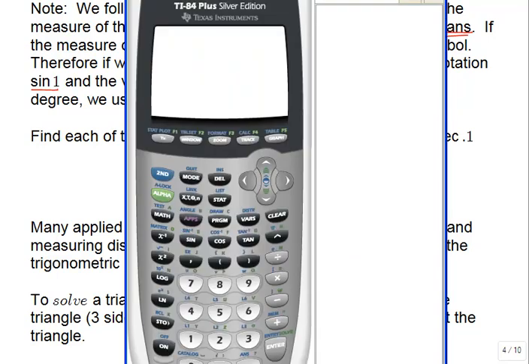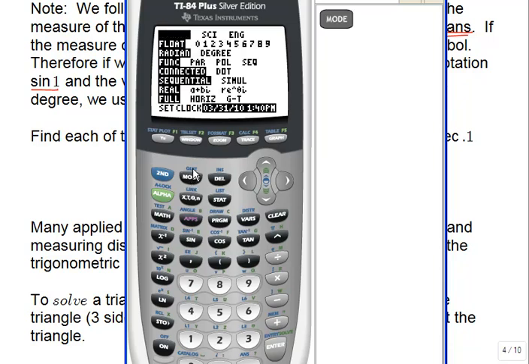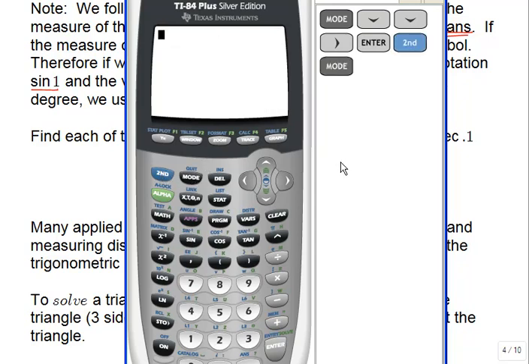So let's pull up the calculator. To make sure or find out what mode you're in, just press mode. It usually defaults to radian mode, but I want to be in degrees. So I'm going to need to arrow over to degree and hit enter so that it gets highlighted. And now quit and go back to your home screen.